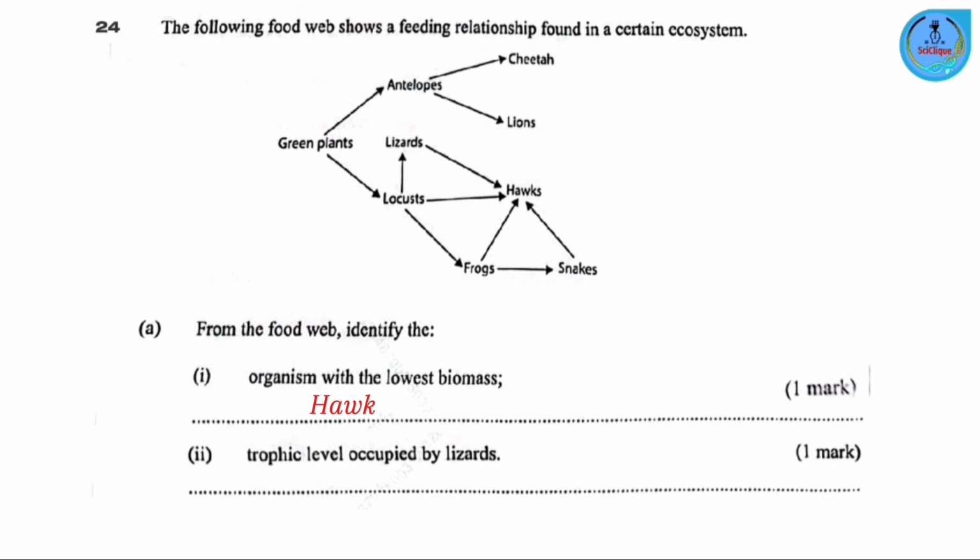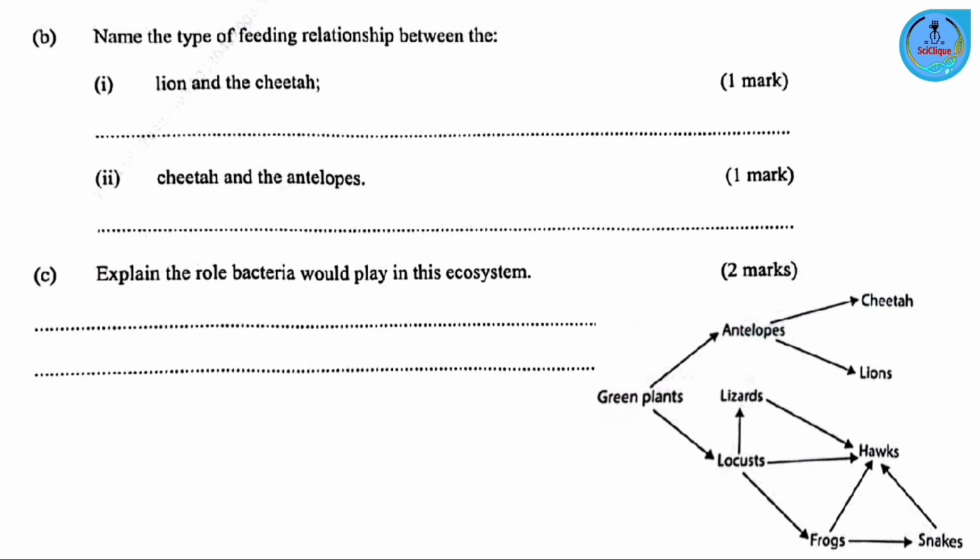Okay, lizards occupy the third trophic level, and this is as a secondary consumer. Part B, name the type of feeding relationship between the lion and the cheetah. So the lion and the cheetah are predators. They compete with one another for prey. So the type of feeding relationship is competition. Specifically, it's interspecific competition.